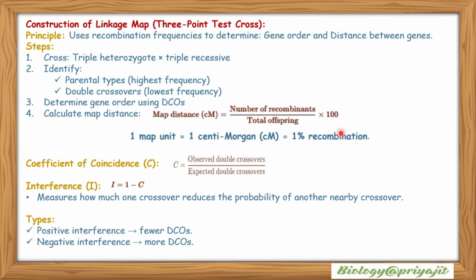Coefficient of coincidence, C. C is the ratio of the observed double crossovers to the expected double crossovers. So C, what is interference? Interference I is equal to 1 minus C, that is, it measures how much a crossover reduces the probability of another nearby crossover. Types: positive interference, when there are fewer double crossovers, and negative interference, which causes more double crossovers.